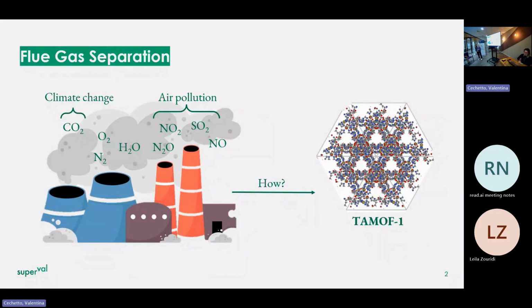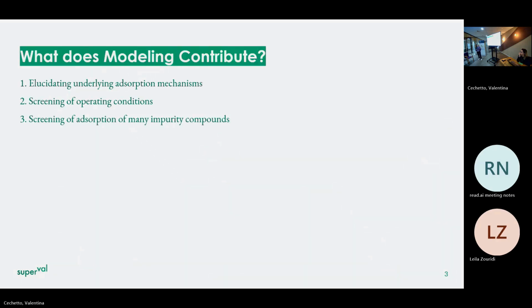And I'll be dealing with some of the modeling work we've been doing on this particular MOF. Some of the basic properties: it's basically very stable, which is good. It doesn't have any critical raw materials, and it absorbs CO2 selectively over nitrogen.